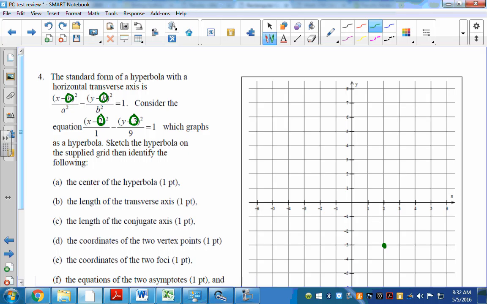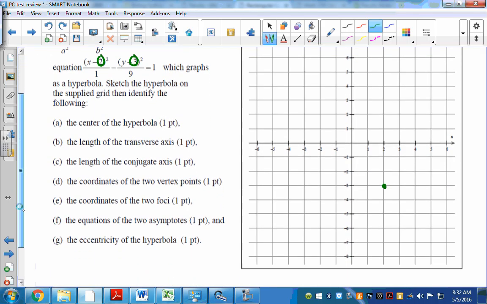Now, like the ellipse, the dimensions in the x and y direction are given by a squared and b squared. So a squared is the 1. Remember, that's from the positive term. And the b squared is 9, and that's the one that comes from the negative term. So a squared, b squared.